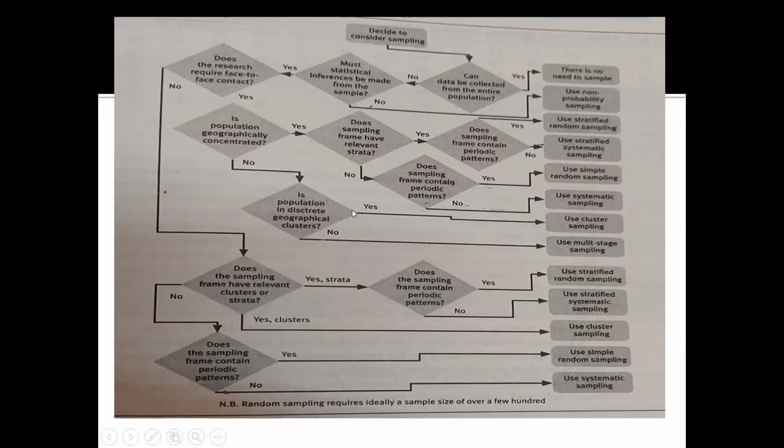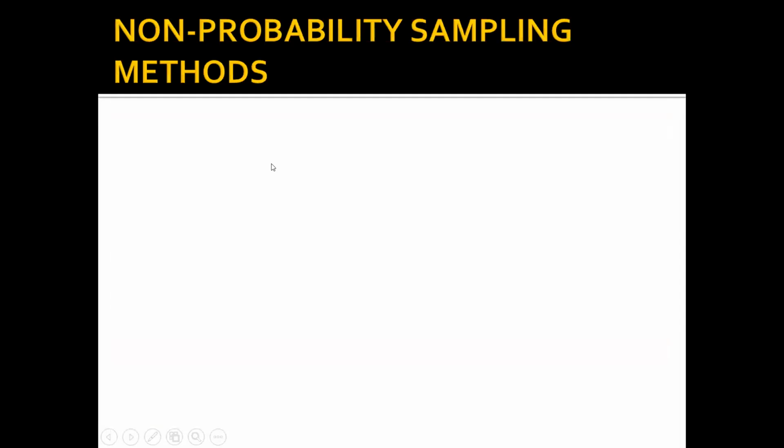So in this manner, this model I'll be sharing with you; it might be available on websites also. For all the samplings, you just follow the flow. If I take you to another example: does the research require face-to-face contact? No. Then, does the sampling frame have relevant clusters or strata? Yes. Then if the clusters are there, you can go for cluster sampling. But if relevant strata and clusters are not there, then does the sampling frame contain periodic patterns? If periodic patterns are there, you can go for simple random sampling. If periodic patterns are not there, you can go for systematic sampling. So in this manner, this whole process of sampling goes on.